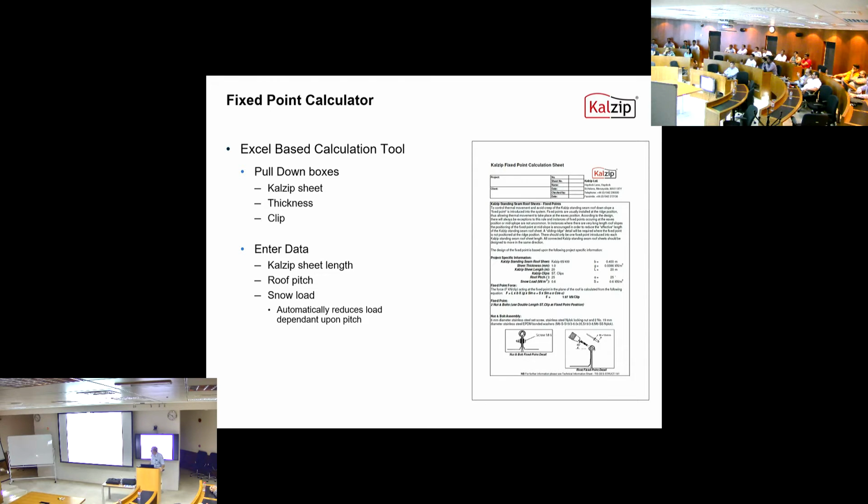Okay. So when you're doing your designs and your details, and you want to know what the fixed point should be, should it be a nut and bolt? Should it be rivets? If you give us this information, we can put that into our design tool, and that will confirm what you need to do at the fixed point.